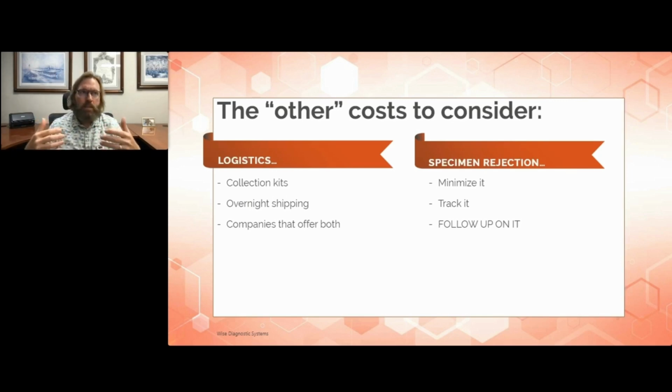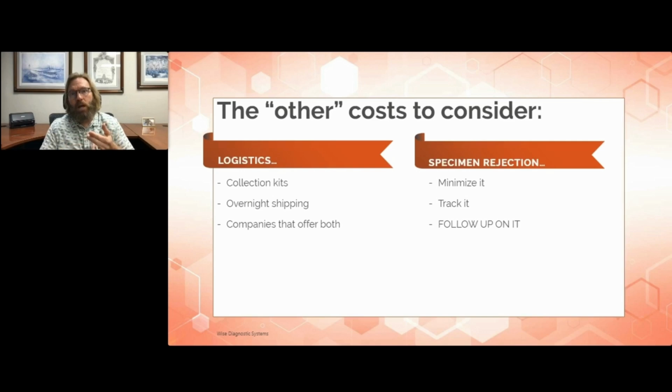I don't think there's ever going to be a chance for you to completely eliminate rejections. People will sometimes incredibly surprise you with how creative they get with doing things the wrong way. But when you track it and especially follow up on it, it ends up being a cost savings to you, because you don't have to get a recollect. You don't have to ship an extra kit out to replace it, those types of things.